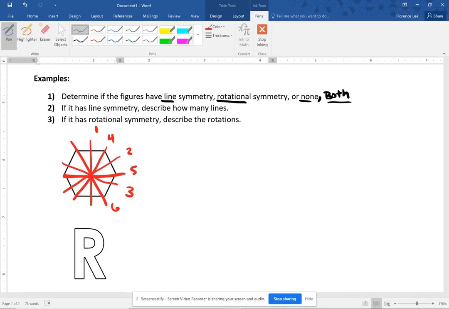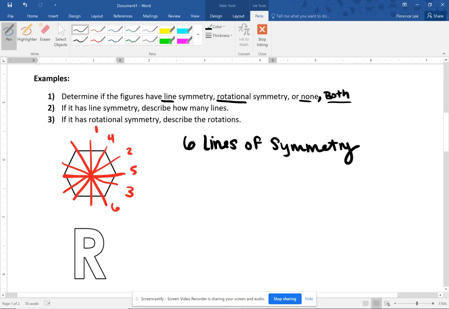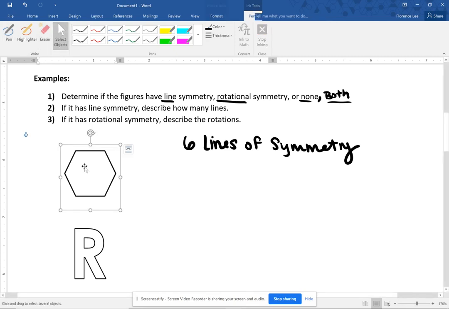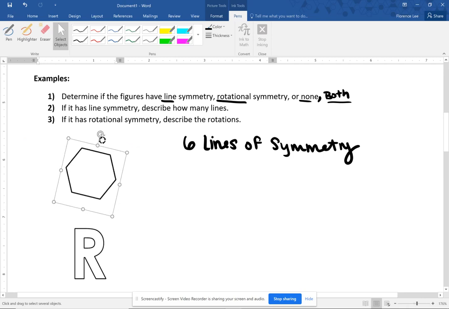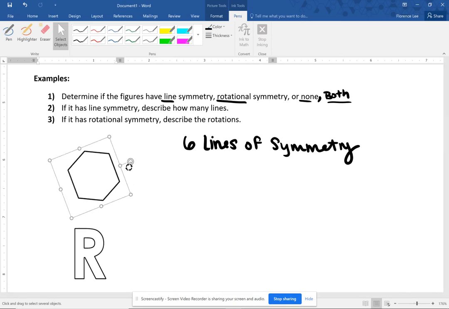So the answer to the question, yes, it has line symmetry. I'm going to write this as 6 lines of symmetry. Okay, let's answer the next question. Does it also have rotational symmetry? And yes, it does. If I could take this shape here, let me see if I can select the object. Yeah. See, I can take this, and if I could rotate it right there, there's 1 turn, right?